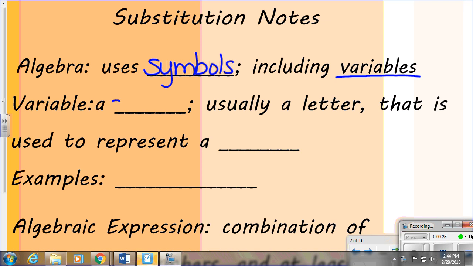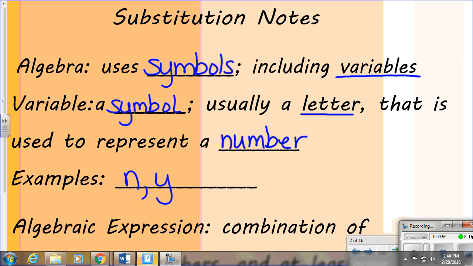A variable is a symbol, usually a letter. Again, you have a space there that you need to insert the word letter, that is used to represent a number. Some examples of a variable most commonly used would be n, y, x, or any other of the 26 letters of the alphabet.